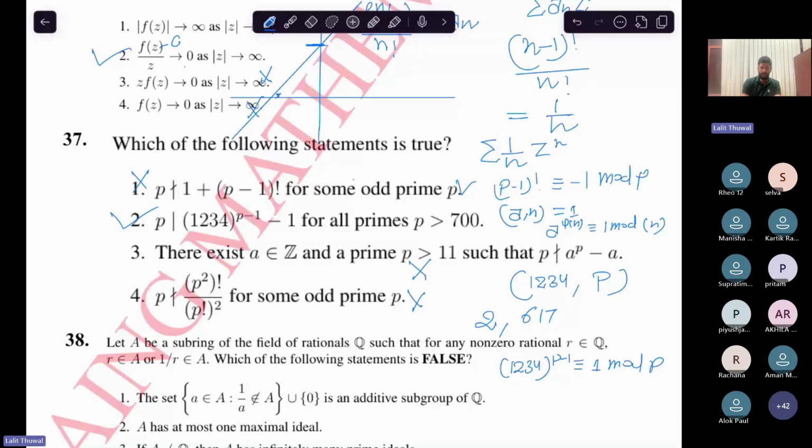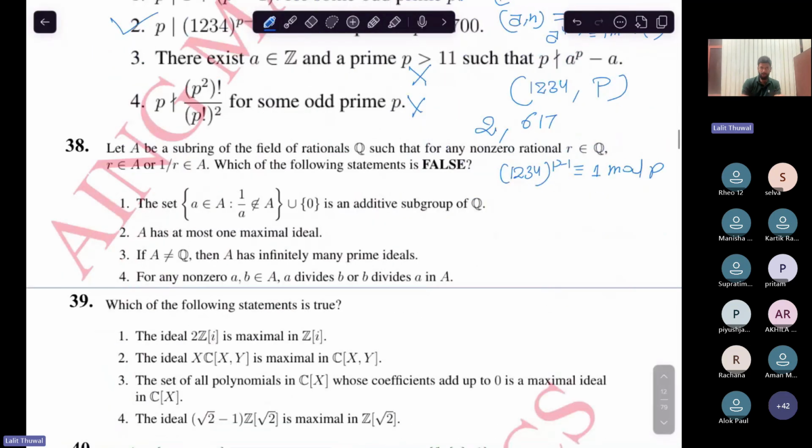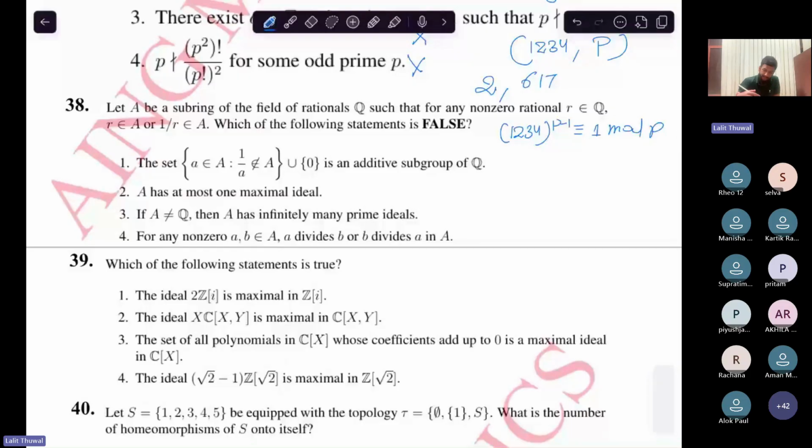Right. And the 38. Let's solve this one also. Let A be a subring of the field of rationals Q such that for any non-zero real number R belongs to Q, either R is in A or 1 by R is in A. Okay, so which of the following statements is false?